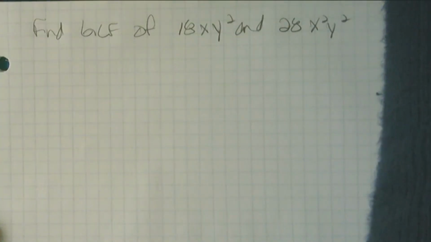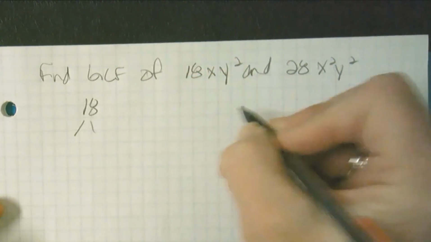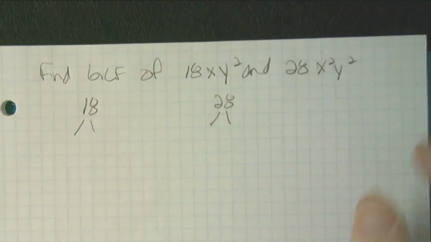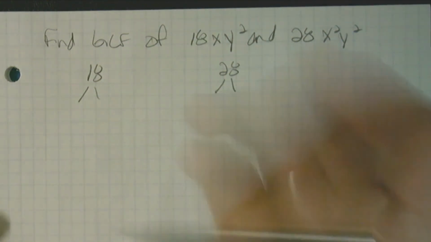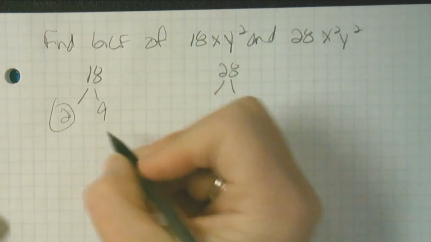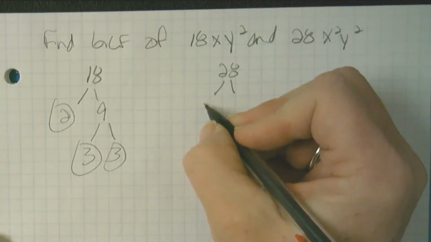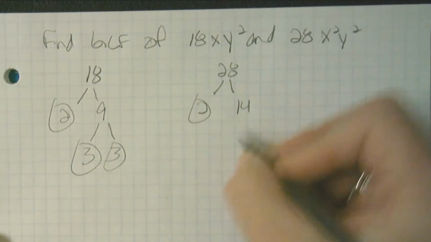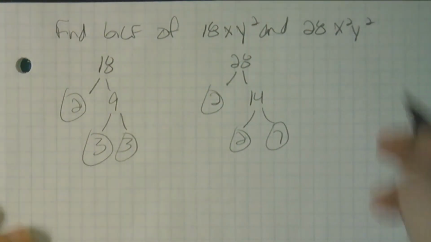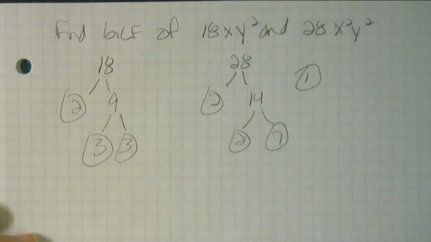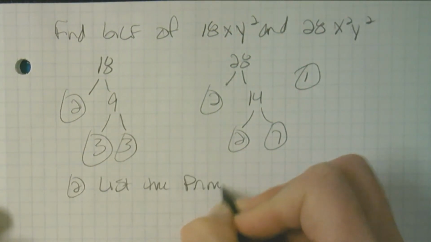All right, so the first thing we're going to do is the prime factorization of 18 and 28. So here's 18, here's 28. Somebody do the prime factorization of 18 for me. Cameron? 2, and that's prime. 9, okay. 3 and 3. Danny, do 28 for me. Okay. So this is the first thing you're going to do. My second step is you're going to list the prime factors.